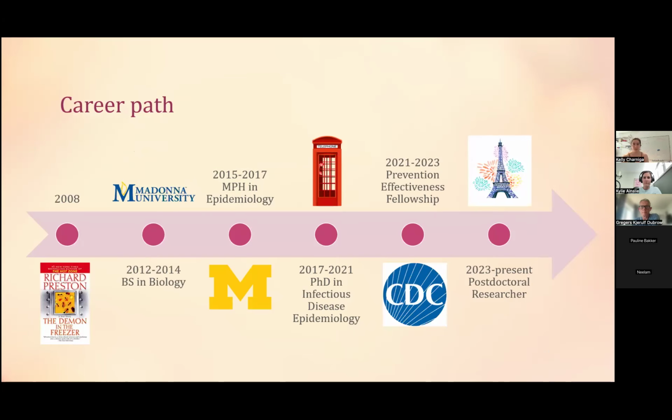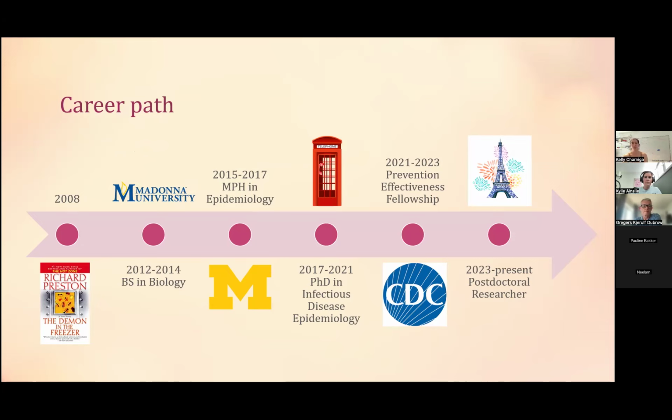Okay, so this is a little bit of my background, how I got to where I am. It's been pretty linear because since I was 15 years old, I knew I wanted to be an epidemiologist. I read this book, which I recommend, called The Demon in the Freezer, and that kind of inspired me to go down this public health track.